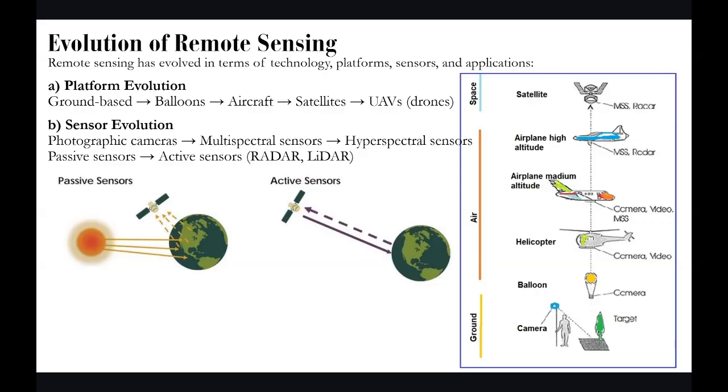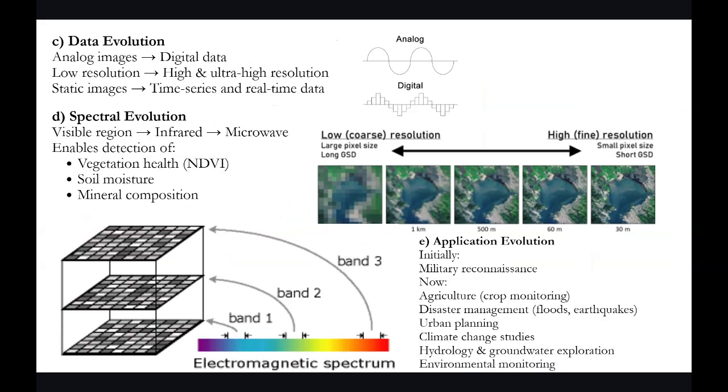So we have made innovations in our sensors, from passive to active, and from photographic cameras to multispectral to hyperspectral. So understand this difference between multispectral and hyperspectral. This is an important aspect here.